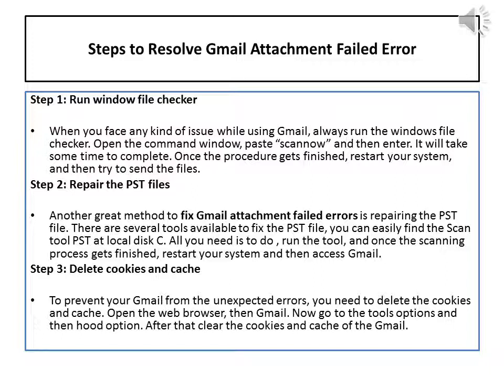Step 3. Delete cookies and cache. To prevent your Gmail from unexpected errors, you need to delete the cookies and cache. Open the web browser, then Gmail. Now go to the Tools options and then the History option. After that, clear the cookies and cache of Gmail.